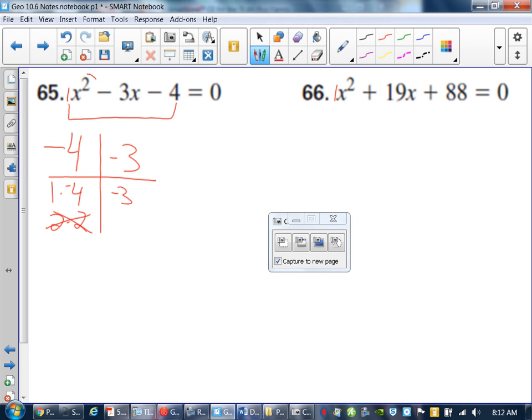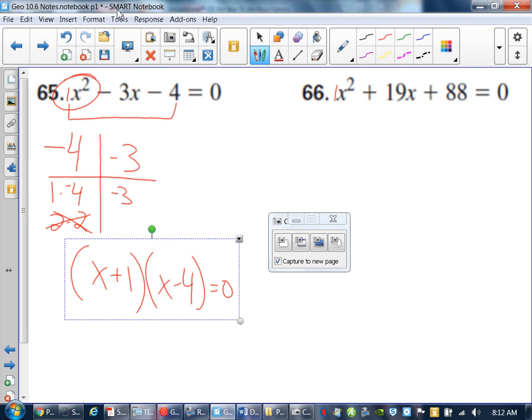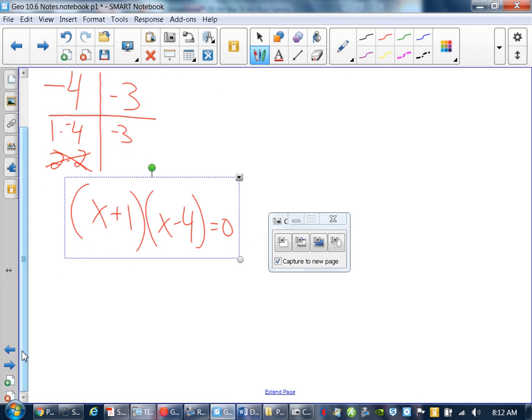So since my first term here has a 1 in front of it, I can just go ahead and write x plus 1, x minus 4, and set it equal to 0. Let me ask you this. Does it matter which of these go first, the x plus 1 or the x minus 4? Nope. That makes no difference whatsoever. There will be a trick that I'll show you about when you have a first term that's not 1, and I'll show you that trick in a second.